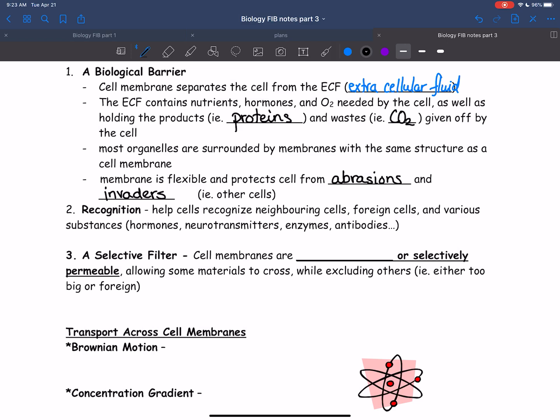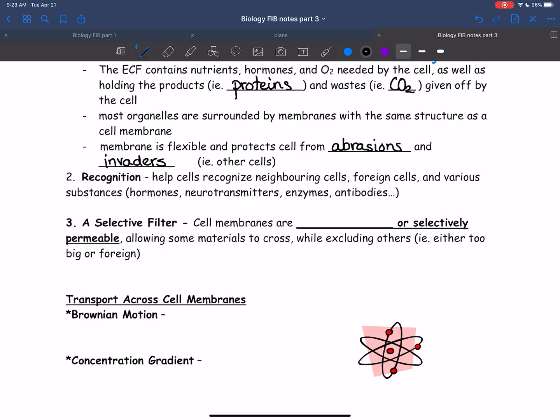Other cells like bacteria or pathogens of any kind. Viruses are not quite cells, but the membrane also protects from things like viruses, okay? The cell membrane also helps with recognition. I told you that certain cells have to recognize other cells, foreign cells, and other substances that might be needed by the cell, like hormones, neurotransmitters, or chemicals that help your nervous system communicate.